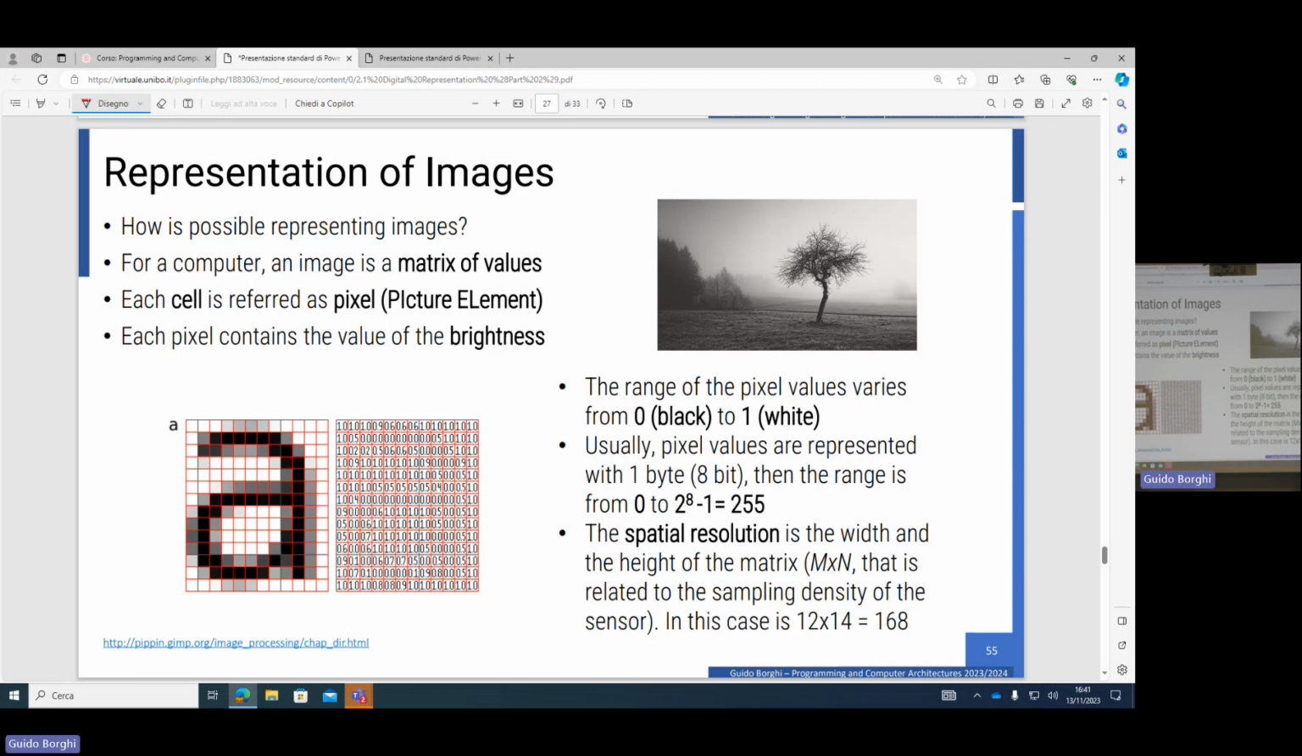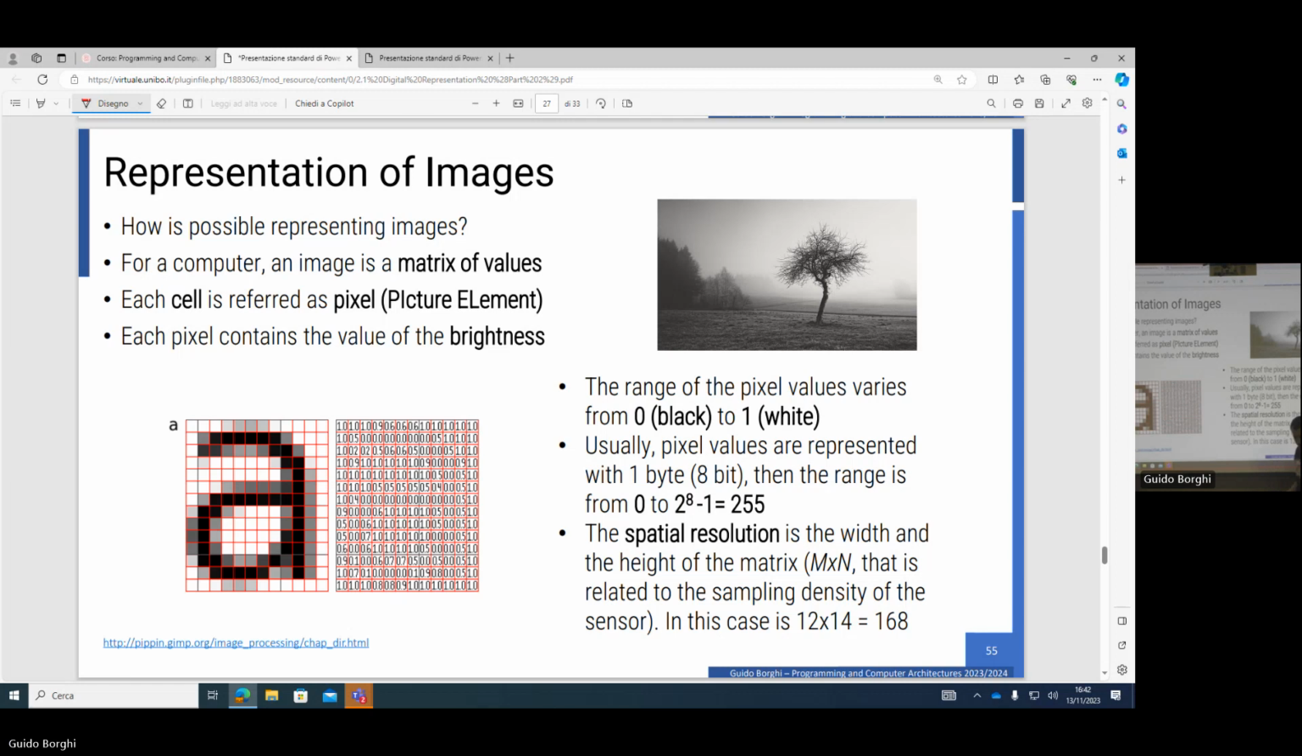What is the spatial resolution of an image? It is the number of lines that are contained in this matrix. In particular, it is the number of columns, or the width of an image, times the number of lines or rows of the matrix. If you do this multiplication, you can obtain the spatial resolution of the image. In our case, for example, we have 12, I don't remember, I think the width times 14. So the spatial resolution of this image is 168.